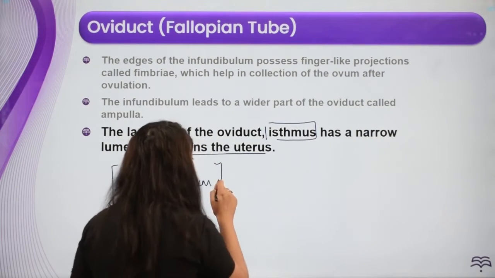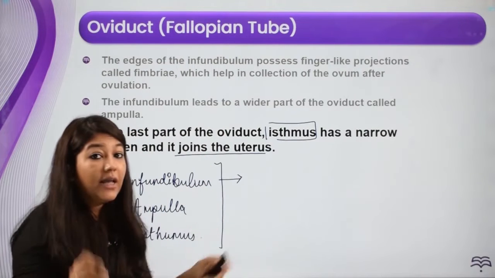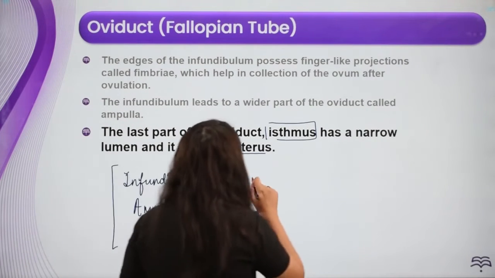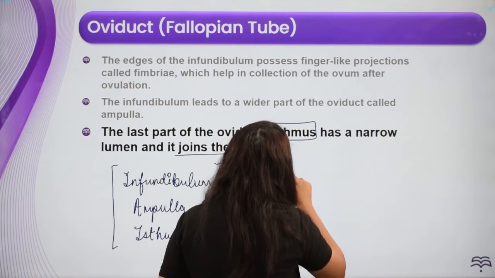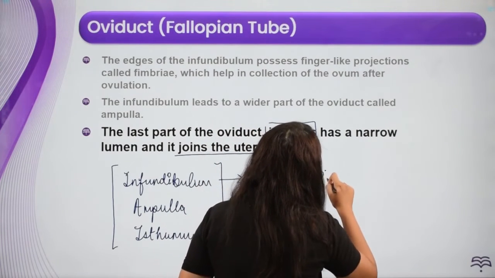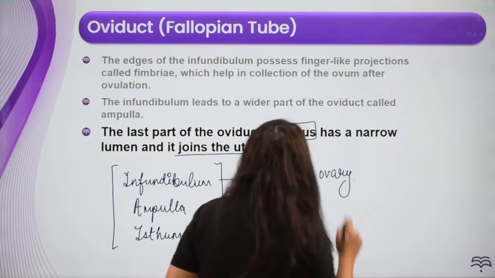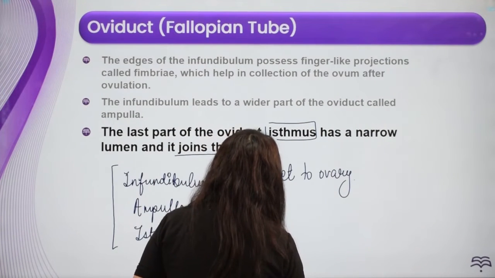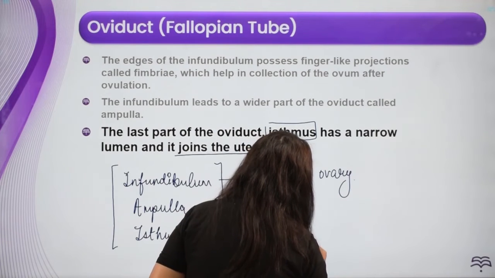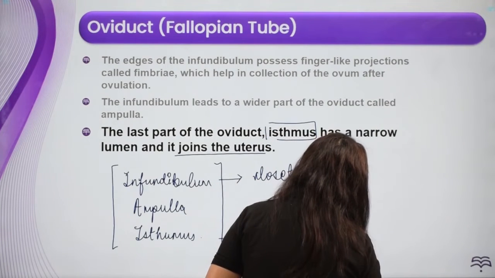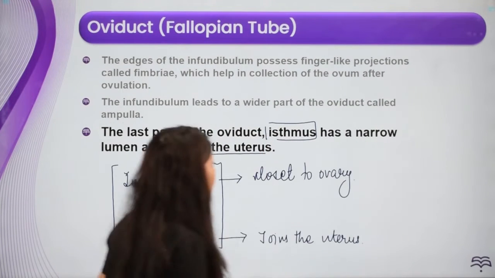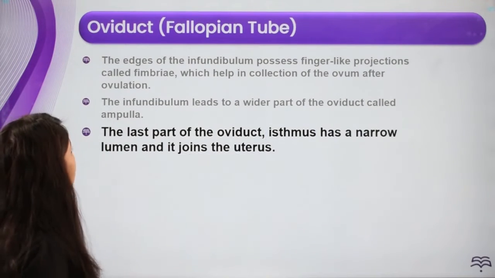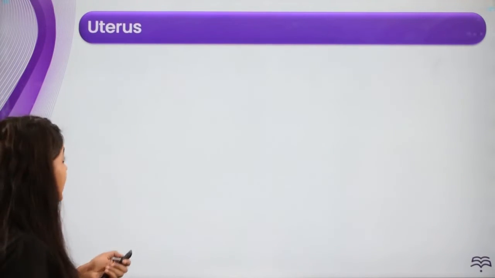Infundibulum, again I am repeating, a question comes on this. That's why I am emphasizing the three parts of the fallopian tube. Infundibulum, closest to the ovary. Okay, it is closest to the ovary. Alright, the isthmus joins the uterus. The isthmus joins the uterus. Okay, questions are asked on both of these. Very important. Let's go next. Okay, next is the uterus.